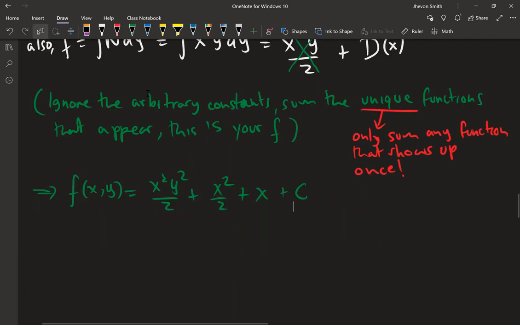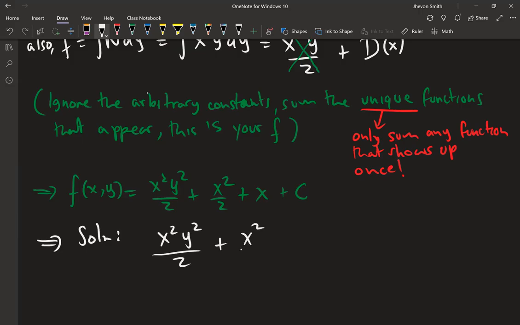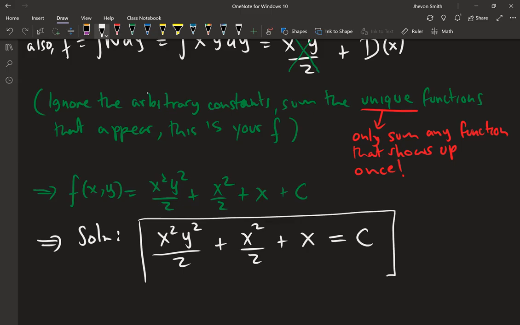And now this means that your solution is going to be that function equals a constant. And I can tell you right now, a lot of students mess up here because they'd write this as the solution, or sometimes they write f equals this as the solution, and that's incorrect.